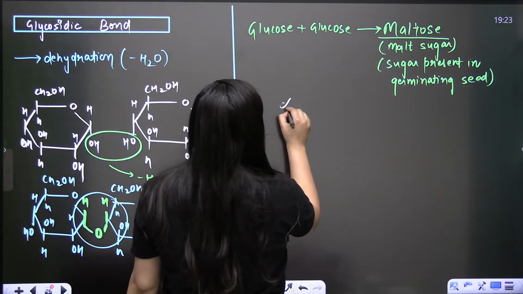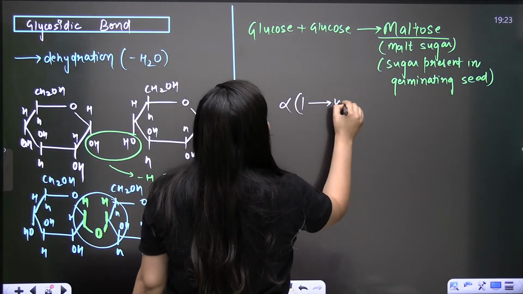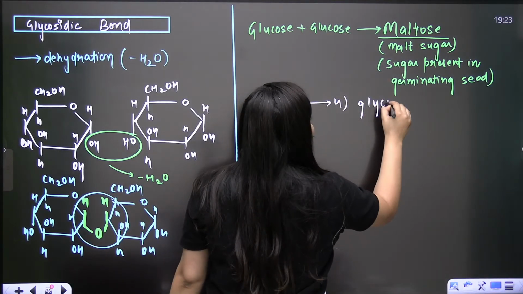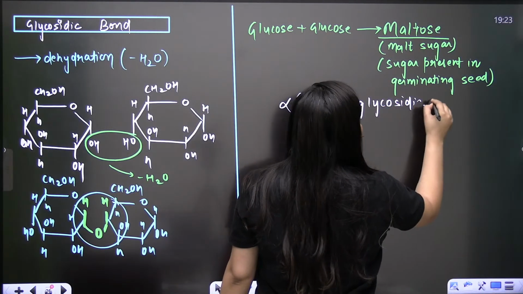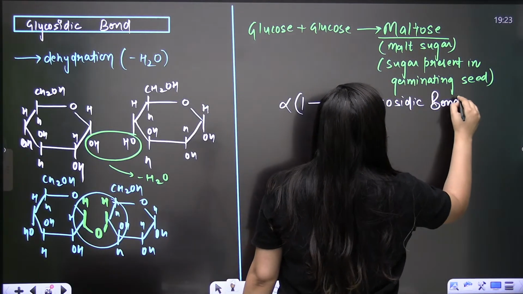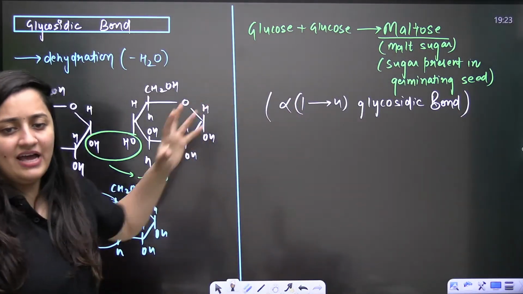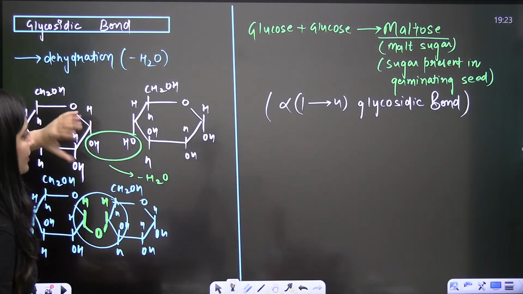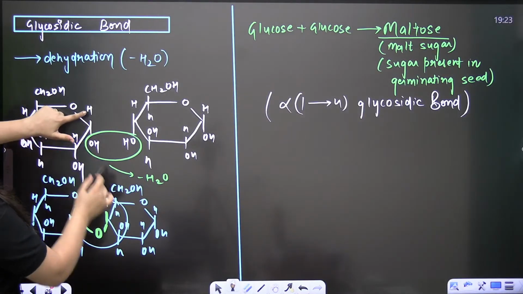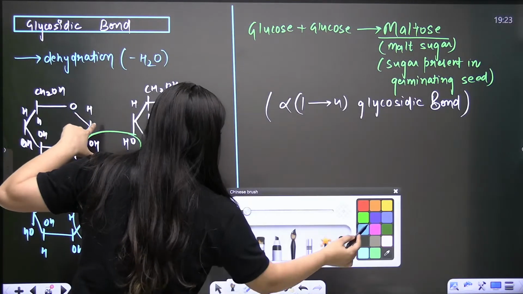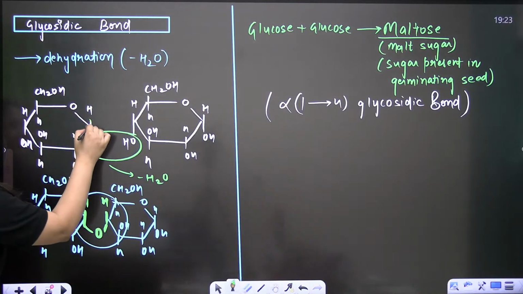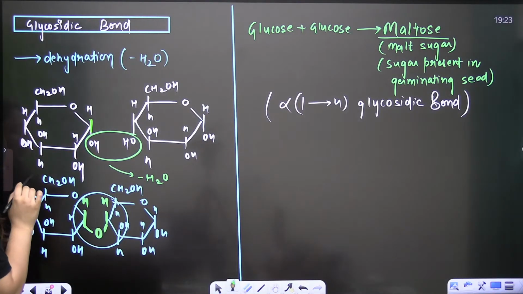So you might have heard this, that alpha 1,4 glycosidic bond. You might have read it. Alpha 1,4. Even leave alpha. Chalo, theek hai. Let's consider alpha. So it is the alpha glucose, H above, OH down.